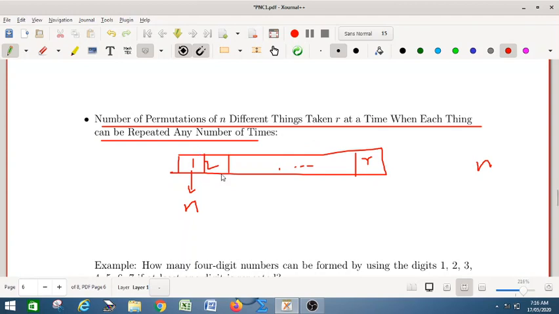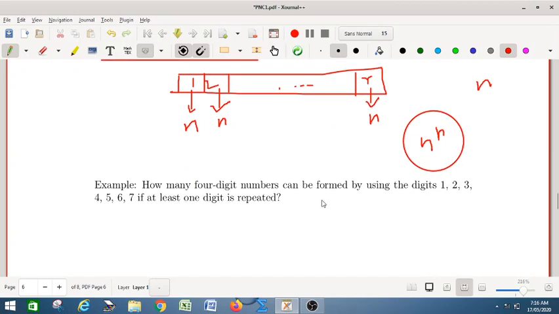You can repeat the digit. So for the first place you have n choices, for the second place you have n choices, and so on. For the rth place you have n choices. So you will apply the multiplication rule because all the boxes are simultaneously filling up. So you have n to the power r choices. This is your answer. So this is the formula. So let us apply it now.